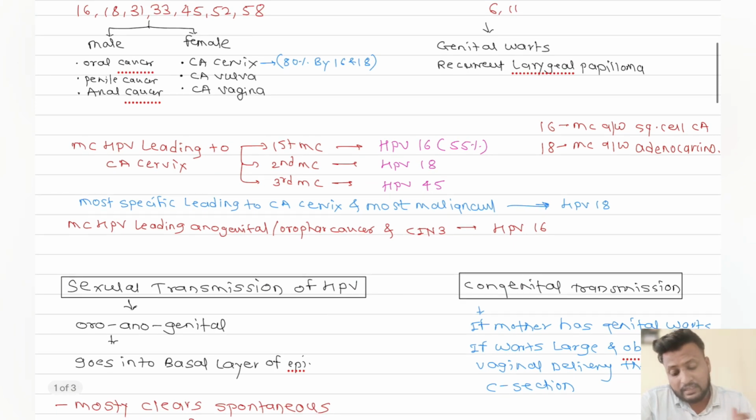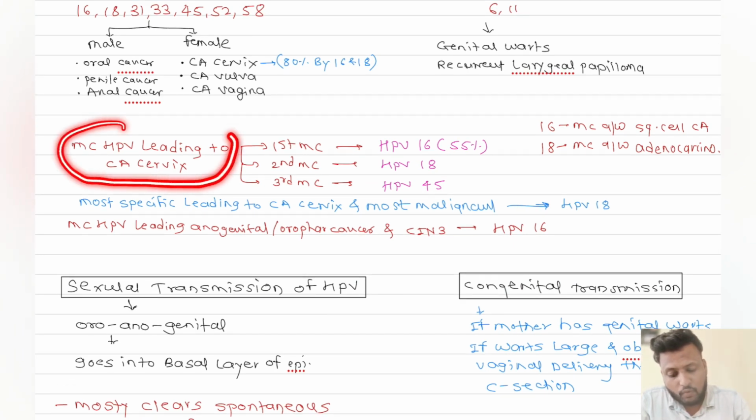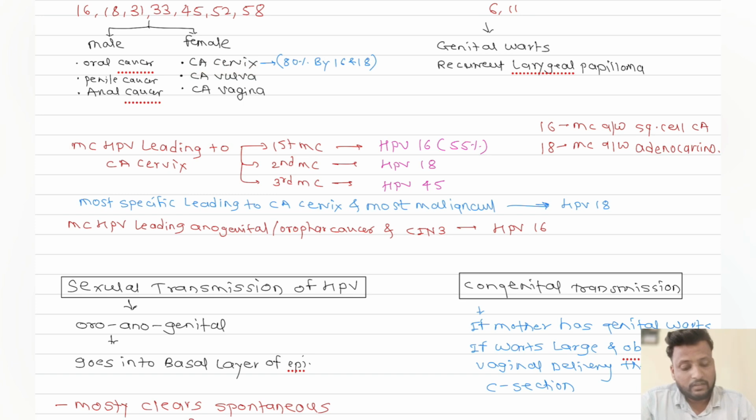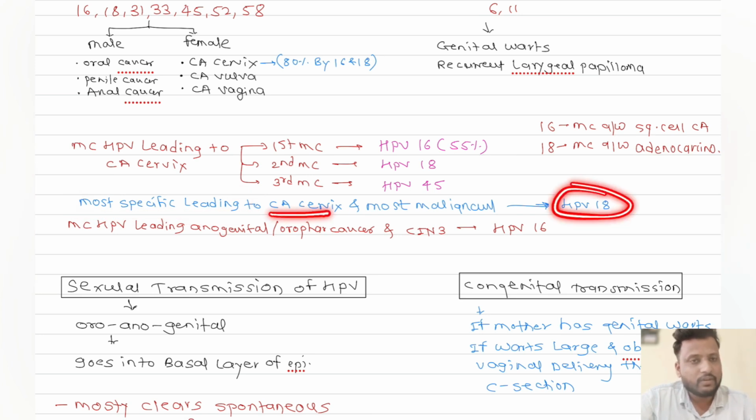Now we will learn the most common HPV serotype causing carcinoma cervix. The first most common is again 16, causing 55% of carcinoma cervix. Second most common is 18, and third most common is 45. Remember this point. This is the most common HPV leading to carcinoma cervix. Which is the most specific HPV leading to carcinoma cervix? That is 18, and also it is the most malignant HPV serotype.